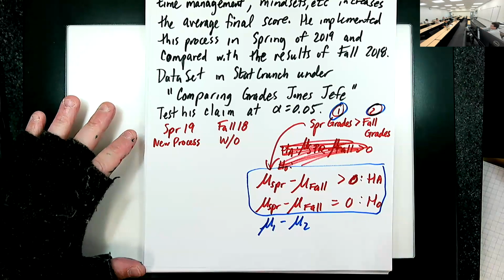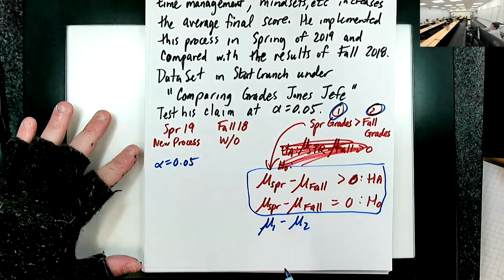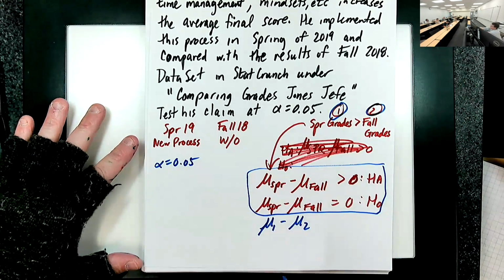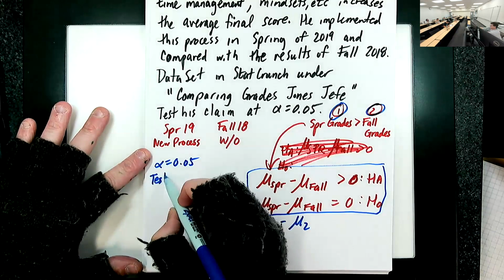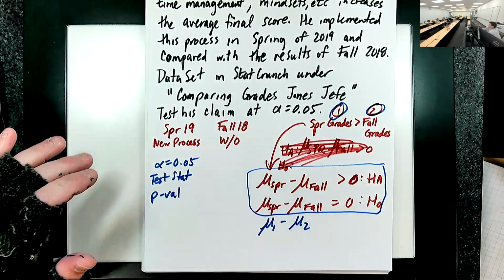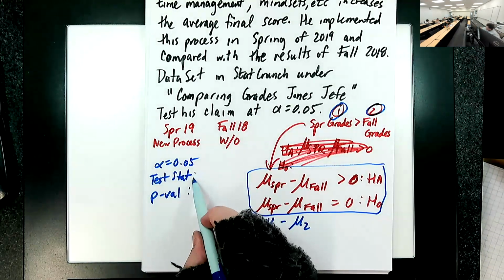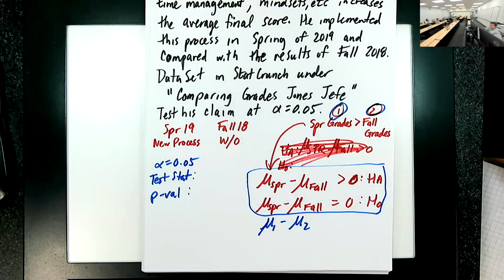The alpha. Alpha is 0.05. It's given to us. Now we need a test stat and a p-value. And I'm sure I'm going to have to write my concluding statement on the next page. But we can get what we need here. When you guys are ready, I'll switch over to the camera.